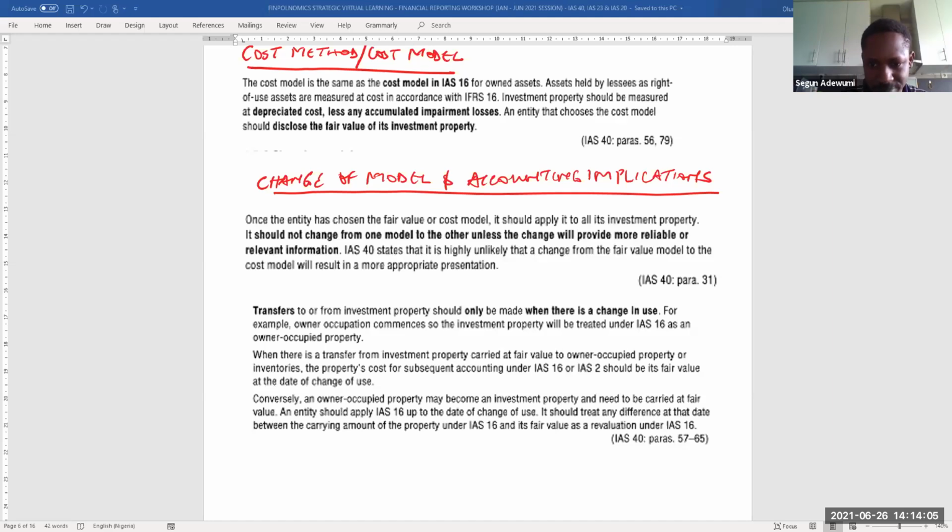under IAS 16. Okay, now what I've said earlier is that that difference from your carrying amount to your fair value when you are moving from cost model to fair value model is tantamount to revaluation of asset under IAS 16. That's why I said you defer to the requirement of IAS 16, which requires you to recognize such gain on revaluation in other comprehensive income. Okay, and that is the position there.